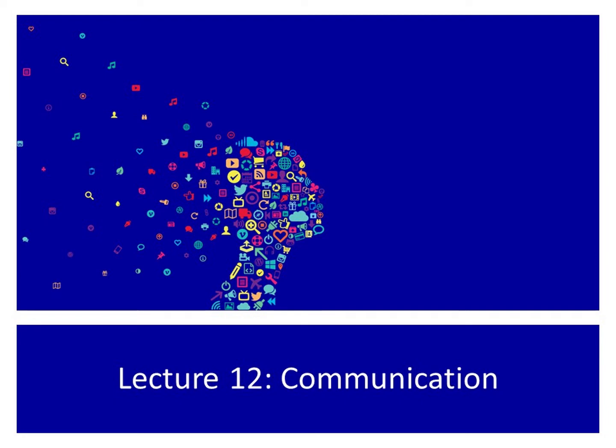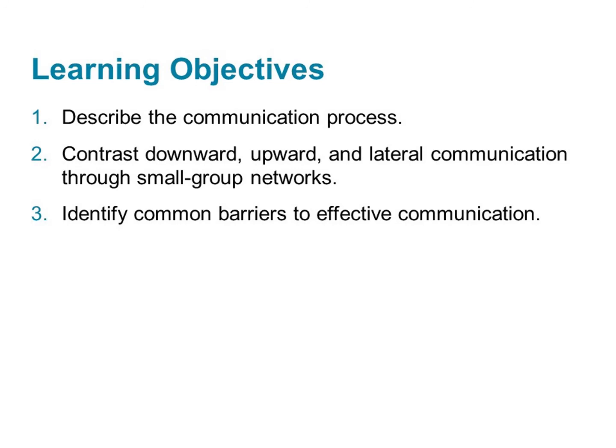In this lecture, we'll learn more about communication in organizations. We will learn about the communication process and the functions it serves in organizations. We'll also cover the direction of communication, downward, upward, and lateral communication, and 3 types of small group networks: chain, wheel, and all-channel.